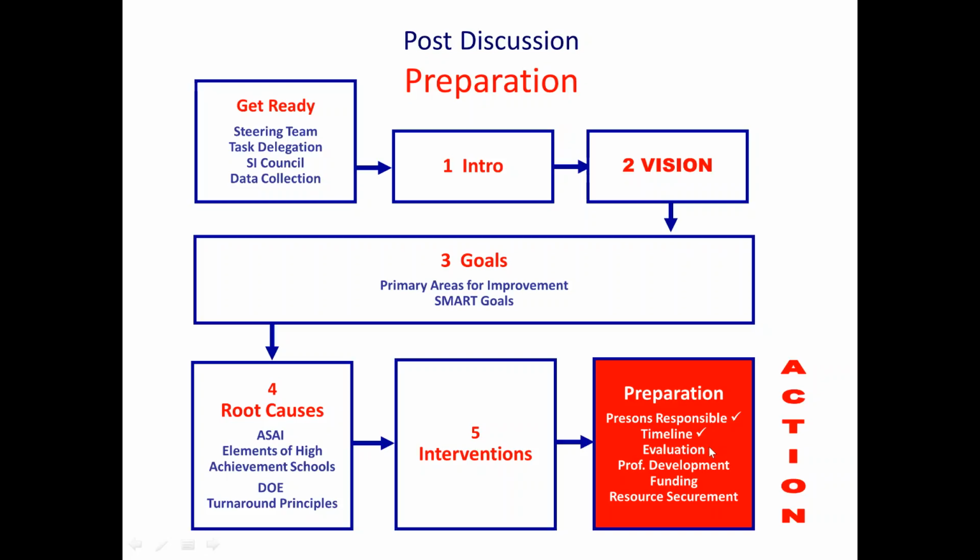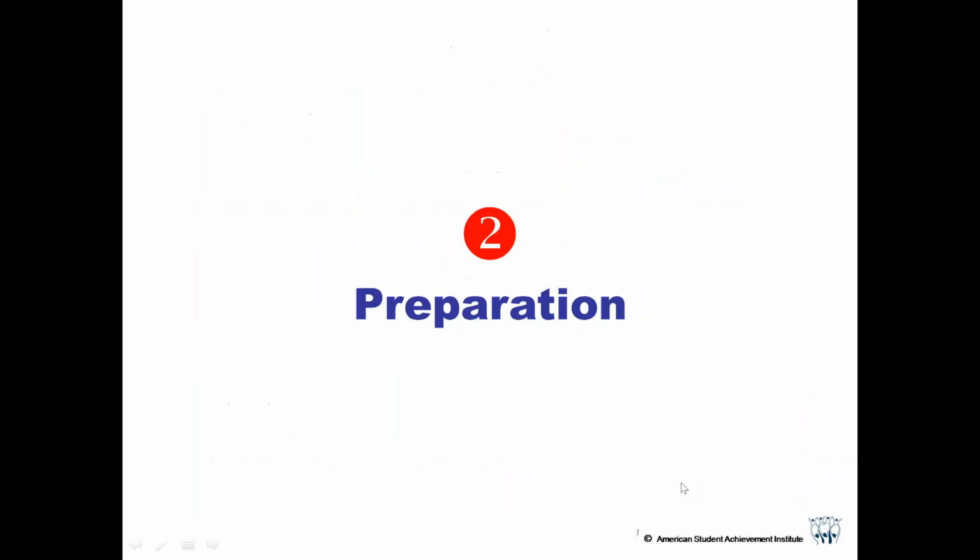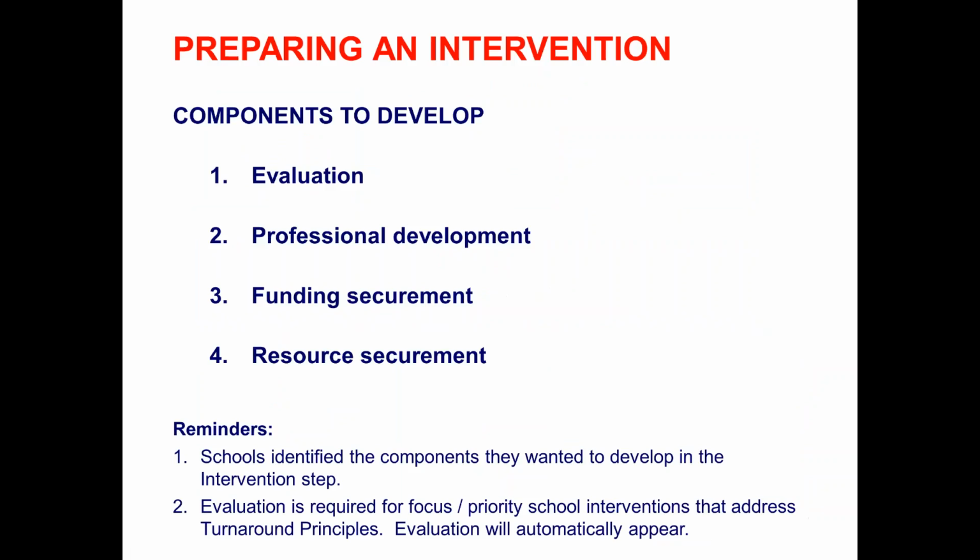So in this step, for each intervention, depending on what you selected in the last step, you're going to be developing the evaluation plan for that intervention, professional development, your funding securement plan, and your resource securement plan. Okay, so let's talk about preparation. As I mentioned, there are 4 parts to preparing an intervention. When we do these steps, we know that it's more likely that the intervention is going to be implemented well and implemented fully. So one of the steps that we want to look at is evaluation. Another one is professional development, and then funding securement and resource securement.